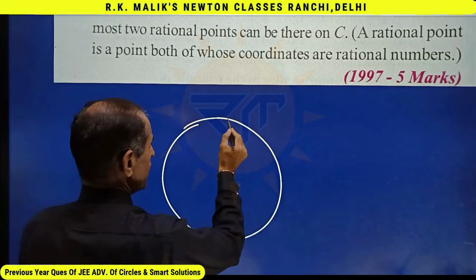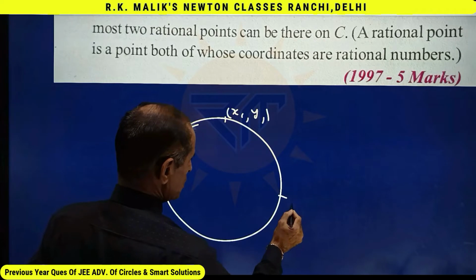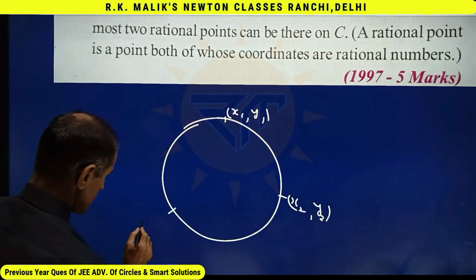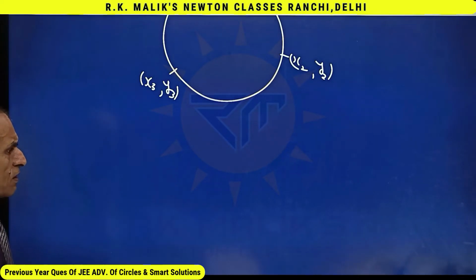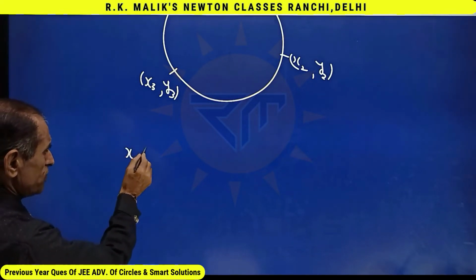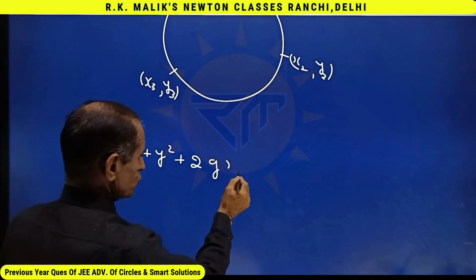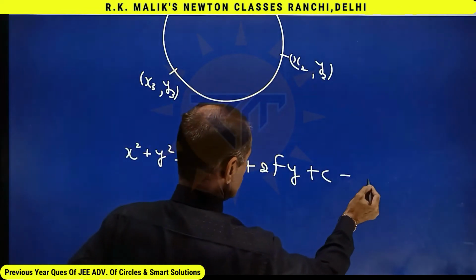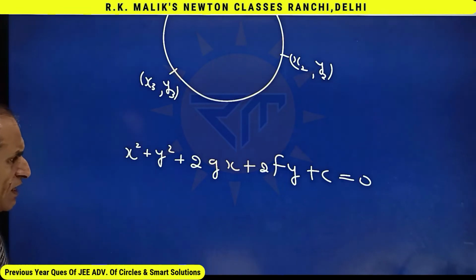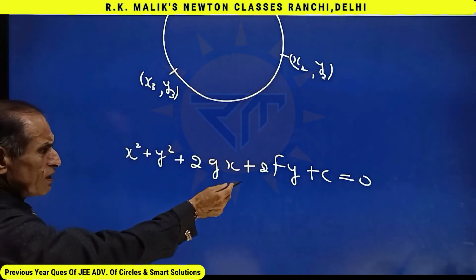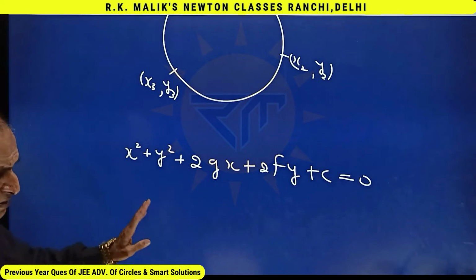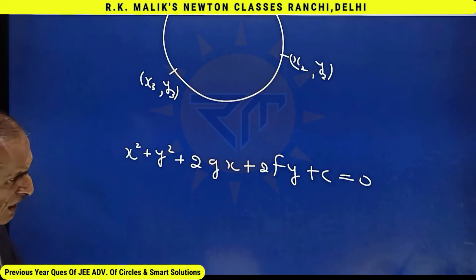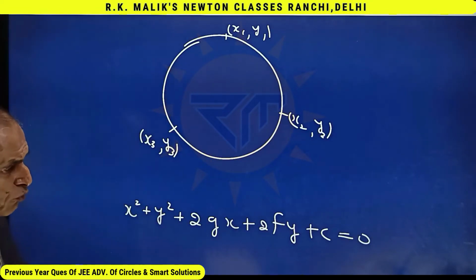Suppose this is a circle having (x1, y1), (x2, y2) and (x3, y3) on the boundary of the circle, and suppose you have to find the equation of the circle. The procedure which we always use is, let the equation of the circle be x square plus y square plus 2gx plus 2fy plus c equal to 0. You must have studied this procedure in 11th class. By putting x1, y1 in this, you will get one linear relation between g, f and c, and that linear relation will not be containing any irrational number because I have supposed x1, y1 are both rational numbers.